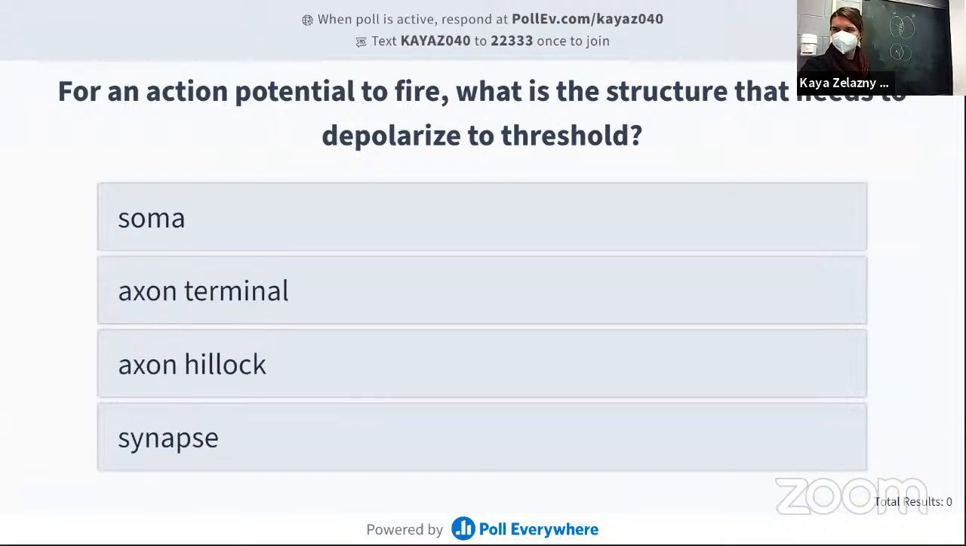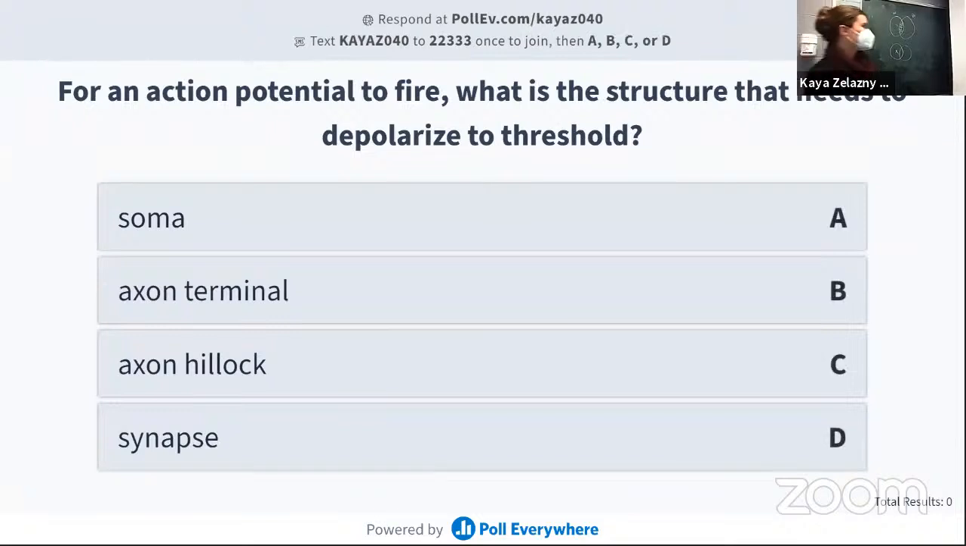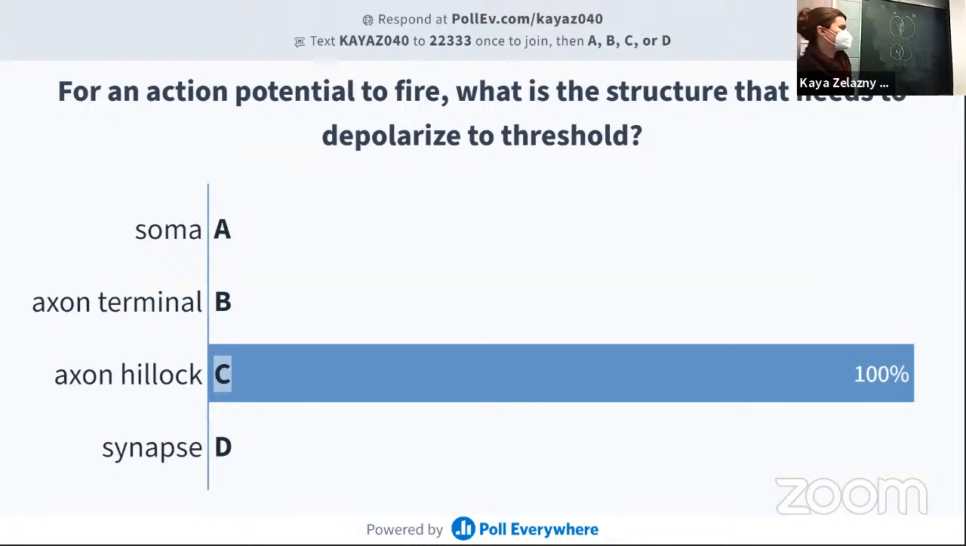Okay. And one question on action potentials. I'll get going. Okay. Great. Yeah, the axon hillock.